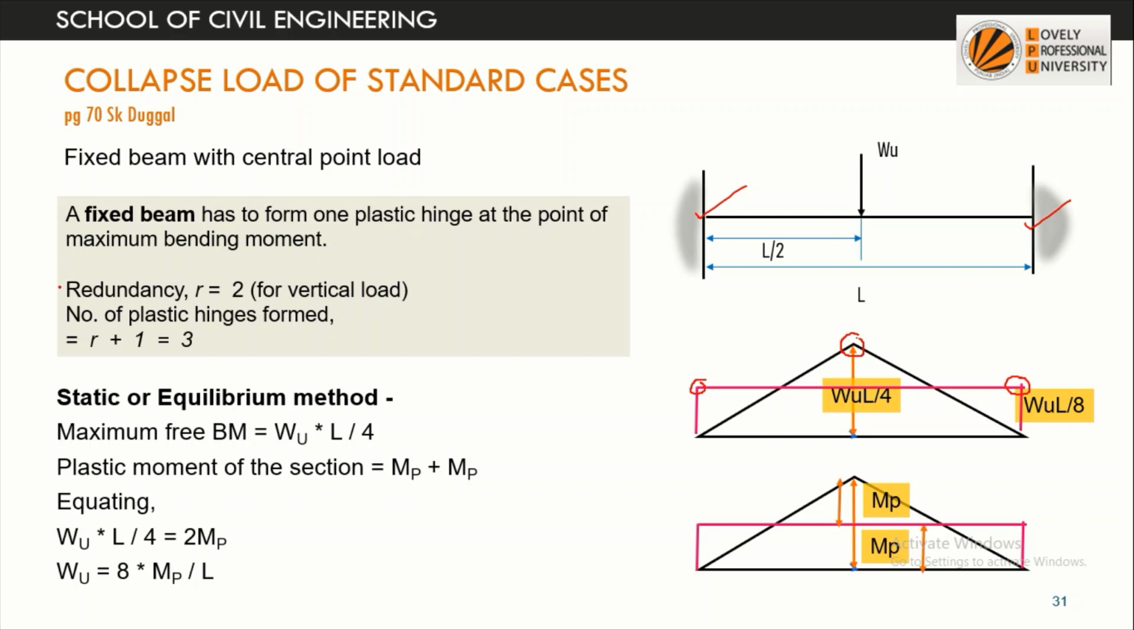We'll check. If we consider the vertical forces only, we know that the number of redundancy for this fixed beam will be 2, and R plus 1 is equal to 3. So 3 plastic hinges are formed. So how do we calculate it? Simply equate the free bending moment diagram with the moment at the center. This is a straight line, this is a straight line, so this value will be Mp and this value will be Mp. So we get Mp plus Mp. When we solve, Wu is equal to 8 Mp by L.